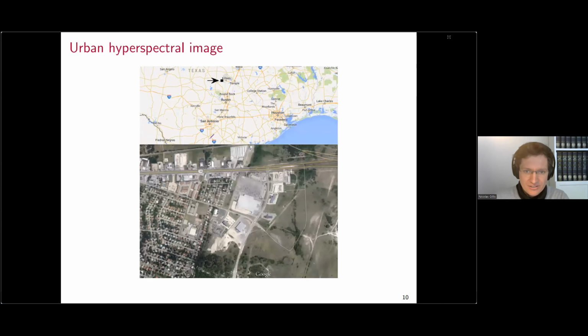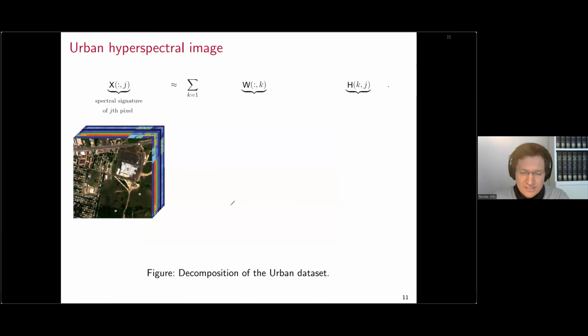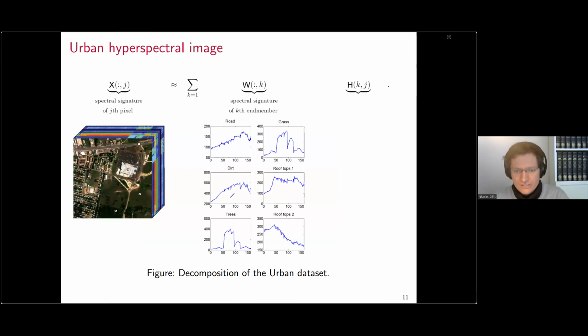So let me show you the decomposition on this image I mentioned before. So this is a Walmart in Texas. So this is the rooftop, parking lot. There is grass, some dirt, trees, and so on. If you perform a rank 6 factorization of this image, this is a decomposition that you may get. So these are the 6 most important materials in this image: road, grass, dirt, different types of rooftops, and the trees. You get these as the columns of the matrix W.